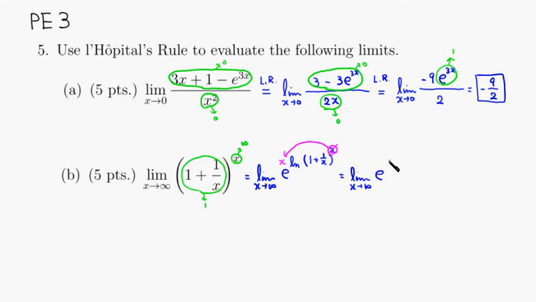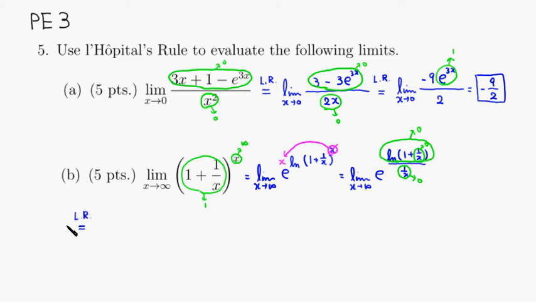So we can write it as the natural log of 1 plus 1 over x, multiplied by x, which is the same thing as dividing by 1 over x. Then you can see that as x approaches infinity, the denominator approaches 0. And of course, the numerator approaches 0, since you have the natural log of 1, which is 0 as well. Now we have 0 over 0, so again we apply L'Hopital's rule here.